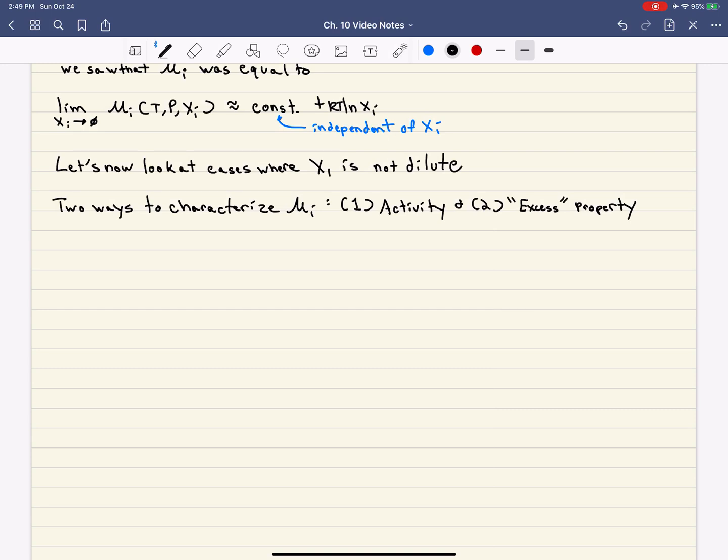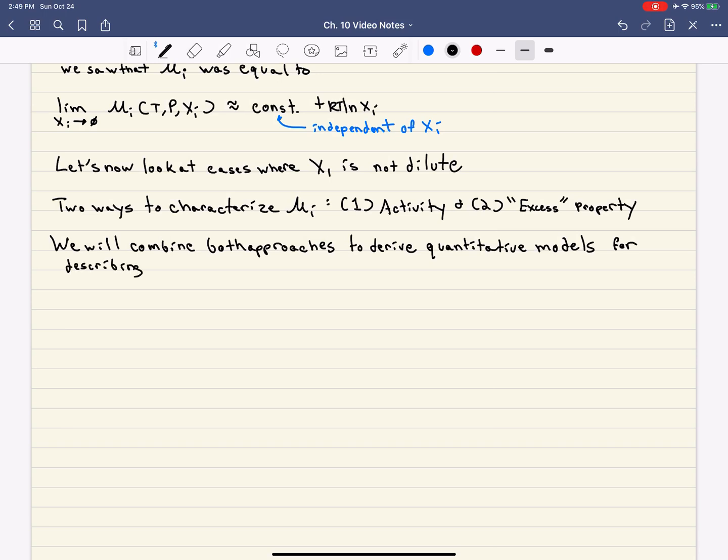But rather than picking one over the other, what we're actually going to do is combine both of these approaches. And by combining both of these approaches, we're going to develop very simple quantitative models for describing non-dilute mixtures.